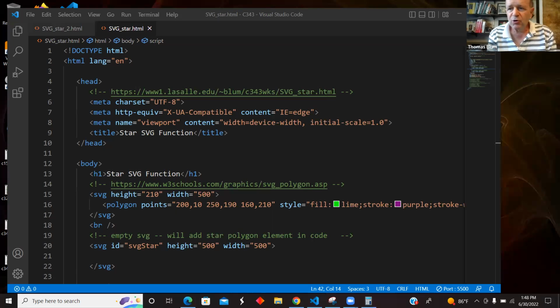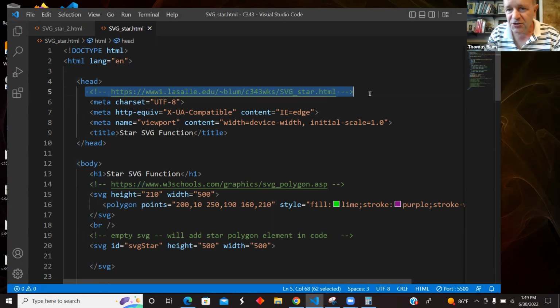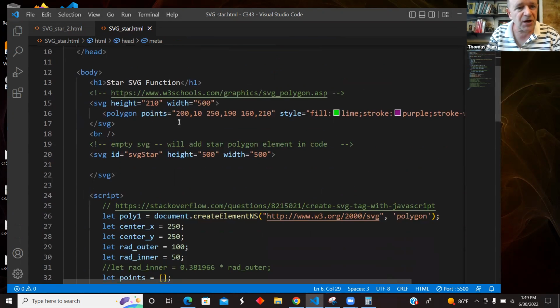In this video, I'm going to have some JavaScript that is going to write the code that will make an SVG (scalable vector graphics) 5-pointed star. Okay, so I have basic HTML. Here is where the page is available if you want to download it. So I set up a basic HTML page.